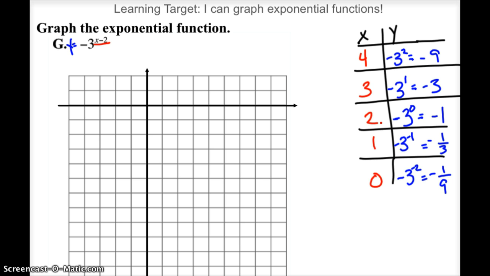Okay? So let me pull out these. 4, negative 9. 3, negative 3. 2, negative 1. 1, negative 1/3, so I'm almost to the axis. 0, negative 1/9, I'm even closer to the axis. So hopefully you can see we're getting closer and closer to this 0 again.